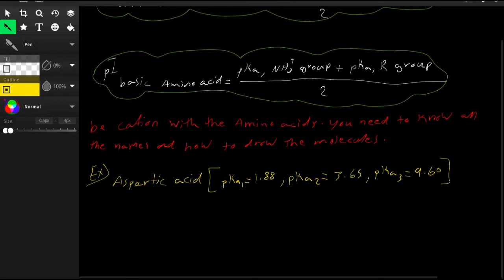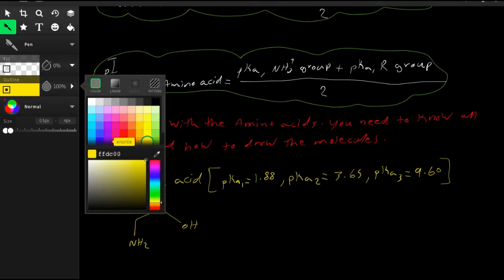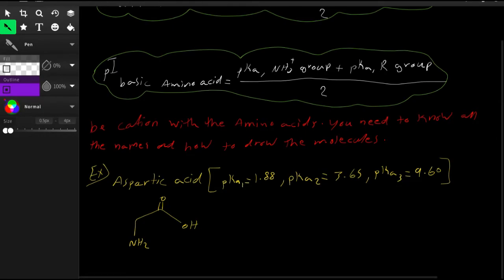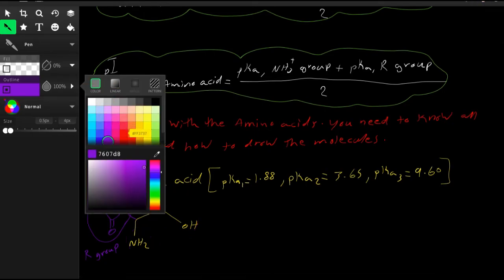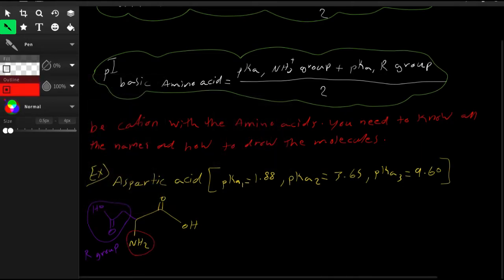As we know, it has a carboxyl group and an amino group, and a plus. It has the R group, which is also a carboxylic acid. So this is the R group, and this is the carboxylic group, and this is the amino group. Let's do different colors so you can distinguish. This is the amino group, and this is the carboxyl group.